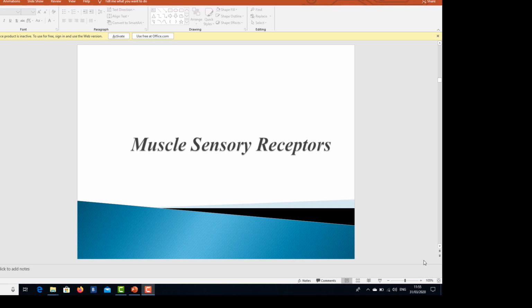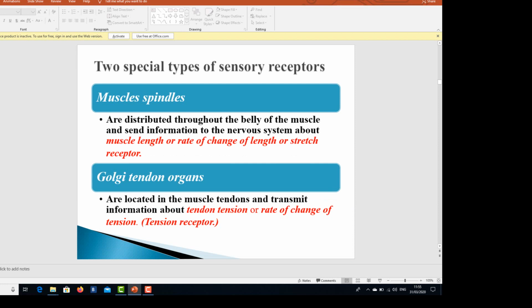Dr. Huri Amir. Now, today's lecture is regarding the muscle sensory receptors. Now, what are muscle spindles? Muscle spindles are distributed throughout the belly of the muscle and they send information to the nervous system about the length of the muscle, the rate of change of length of the muscle, or the stretch receptor.